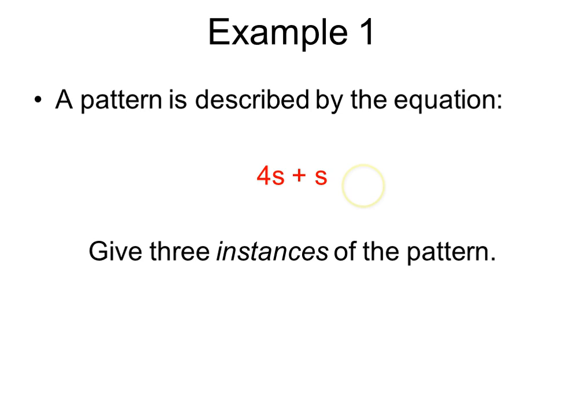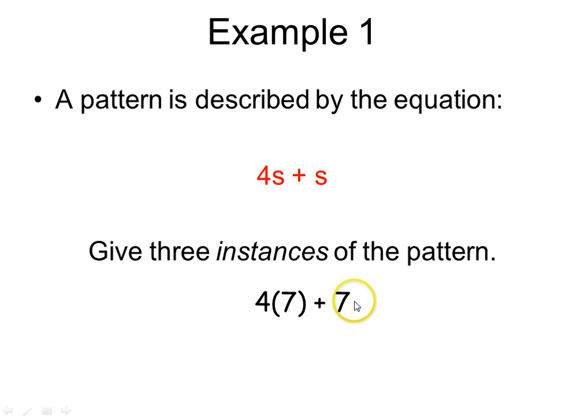We see here first that example 1 is a pattern described by the expression 4s plus s, and we want to give three instances of the pattern. An instance is a specific example or a case for any pattern. So one instance could be 4 times 7 plus 7, where the s in the pattern has been replaced with a 7, and there's an s here and an s here, which explains why there is a 7 here and a 7 here. This is called an instance of the pattern.